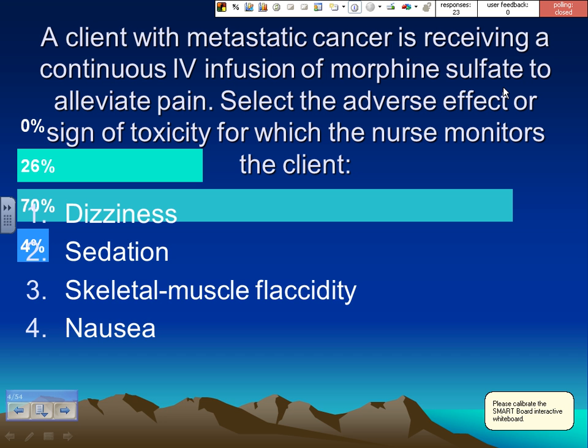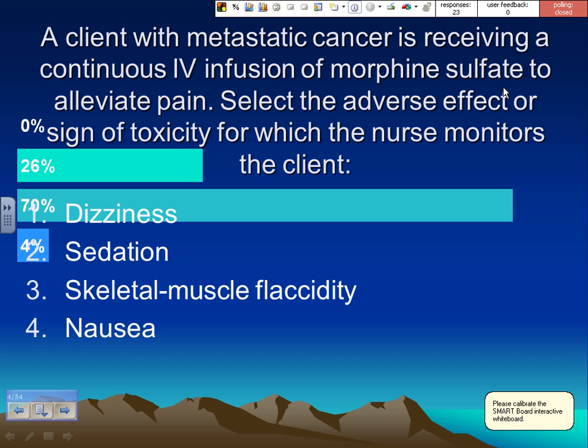So would you expect dizziness in a patient with morphine? Sure. And sedation, sure. If you've ever seen anybody get morphine, I've sat there and pushed morphine over 5 minutes while talking to the patient, and the eyes roll back, and before the 5 minutes are over, they're sleeping.